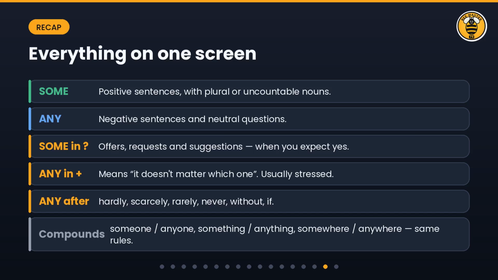Let's put it all on one screen. Some for positive sentences with plural or uncountable nouns. Any for negative sentences and for neutral questions. Some in a question when it is an offer, a request or a suggestion, and you expect the answer yes. Any in a positive sentence when it means it doesn't matter which one, and any after hardly, scarcely, rarely, never, without, and if. The compounds follow all of the same rules. Take a screenshot of this slide. It is the whole lesson in one picture.